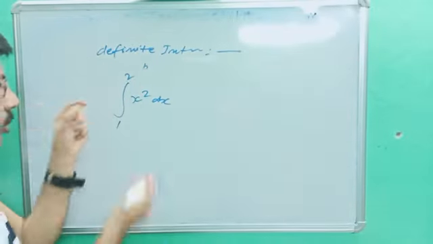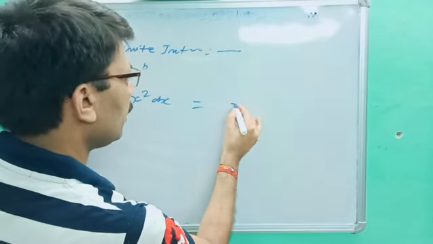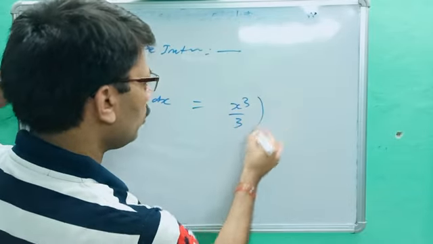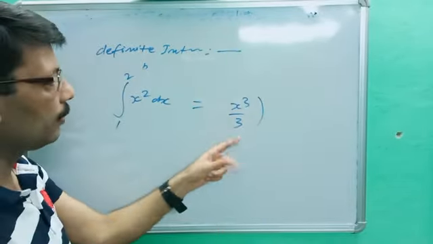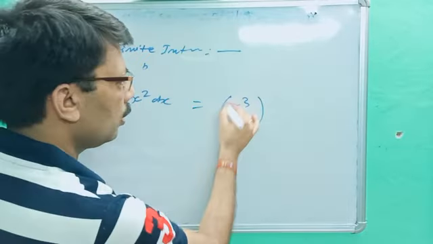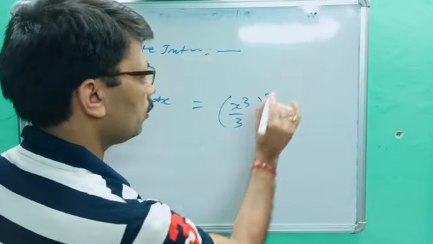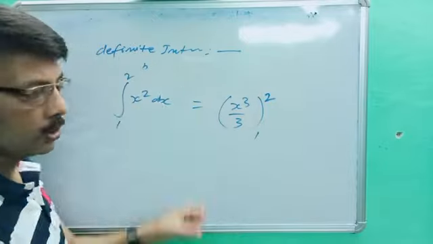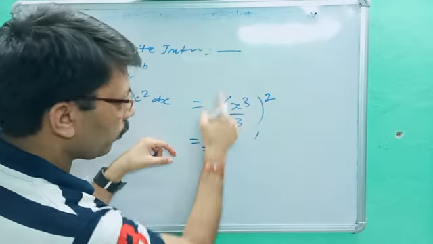So what you have to do? First you integrate. It is very easy. What do we get here? x power 3 upon 3. You better know x^n dx is equal to x^(n+1) upon n plus 1, and limit is what? 1 to 2. Limit is 1 to 2. So what we get here? 1 upon 3. 1 upon 3 is out.